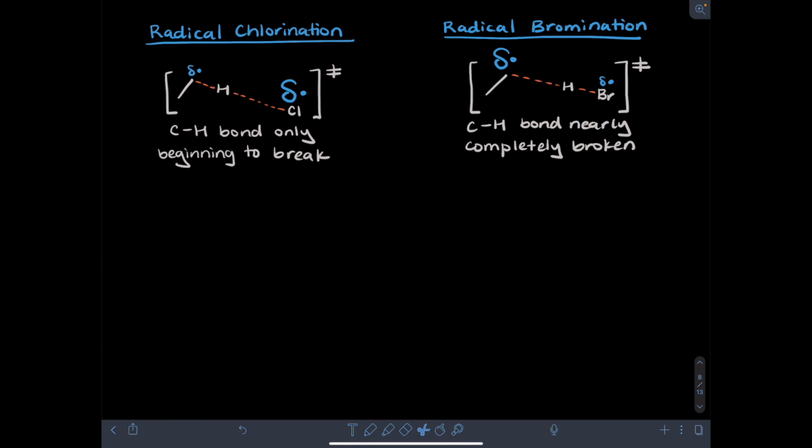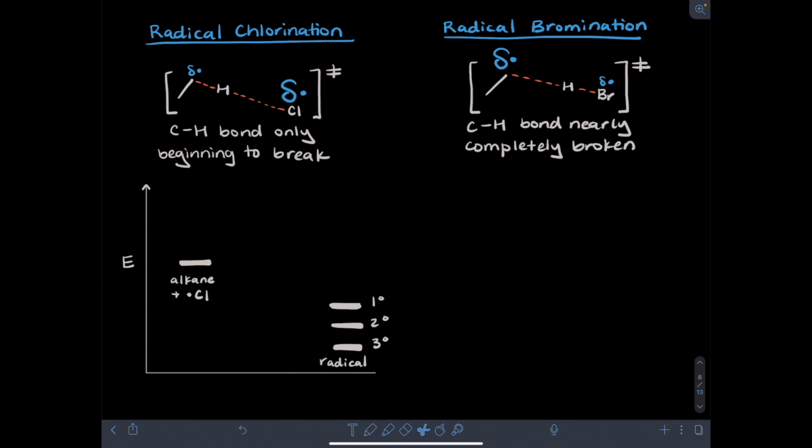So our different transition states have different amounts to which you have a carbon radical compared to a chlorine radical. In the chlorination reaction, the C-H bond is just barely starting to break, and in the endothermic radical bromination hydrogen abstraction, the C-H bond is almost completely broken at the transition state.